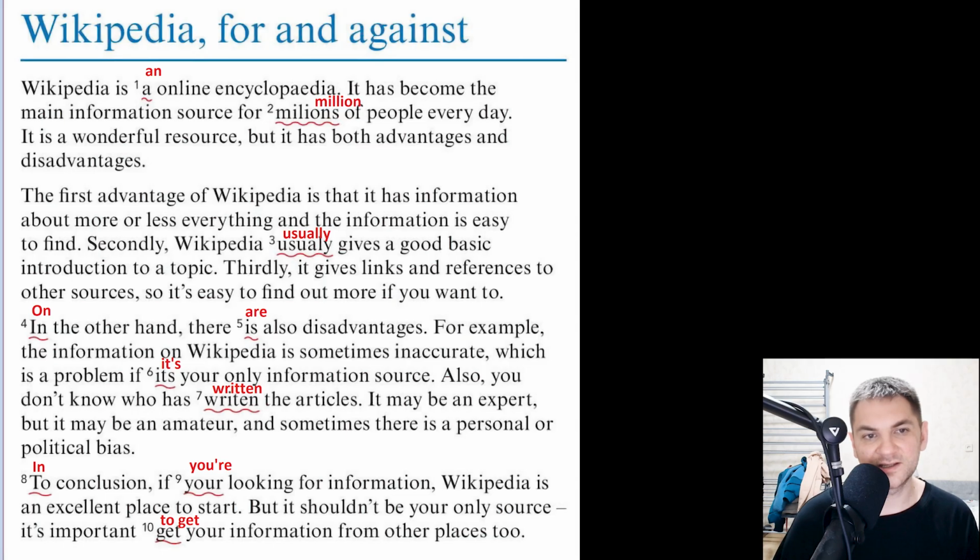And mistake 9, if you're looking for information. You see, if you are looking for information, it's with an apostrophe. So, with an apostrophe, it's a contraction of you are. Your without an apostrophe is a possessive adjective like my, his, her, and so on. So here the meaning is you are looking. So we need your with an apostrophe. And mistake 10, it's important to get your information.